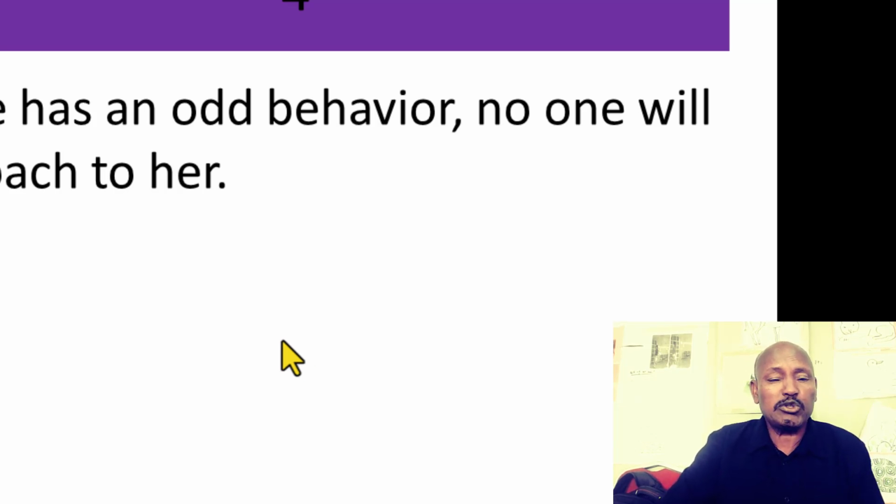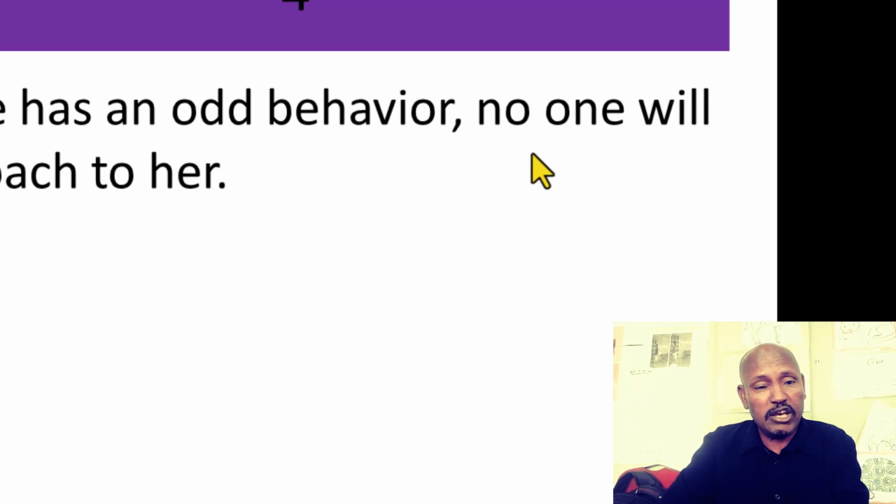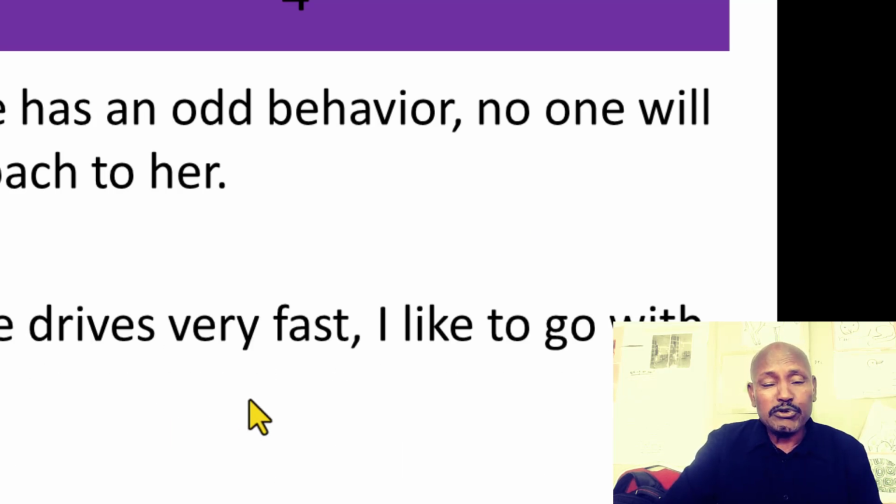Please, another question: she has an odd behavior, no one will approach her. Yes, she has an odd behavior, a main clause. No one will approach her, another main clause. No need to put a comma between the two clauses here, so you might correct it with one of the ways of correcting the comma splice. She has an odd behavior; no one will approach her. Or you can use others.